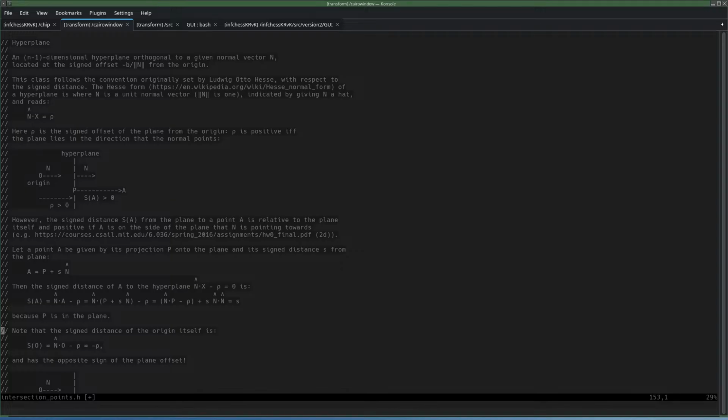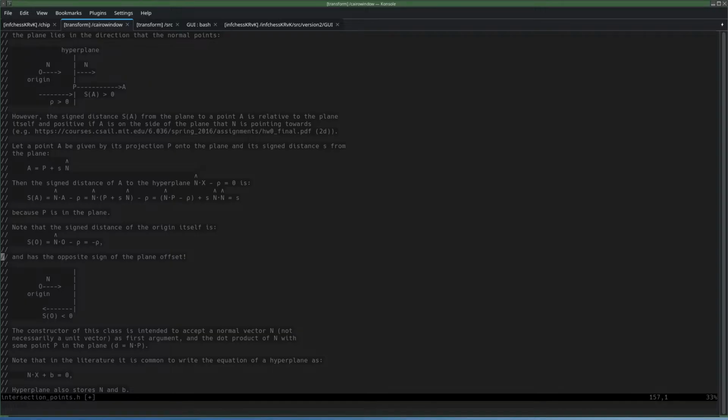Note that the signed distance of the origin itself is... No, you just fill it in, origin instead of A. So you get n head dot origin minus rho. And that is, of course, minus rho, because, well, origin is 0, 0, 0. Lots of zeros. And that is the opposite sign of the plane offset, exclamation mark! And I don't do that lightly, exclamation marks. I think it cost me a whole day, that problem. Well, where does that sign come from? I had sign problems all over.